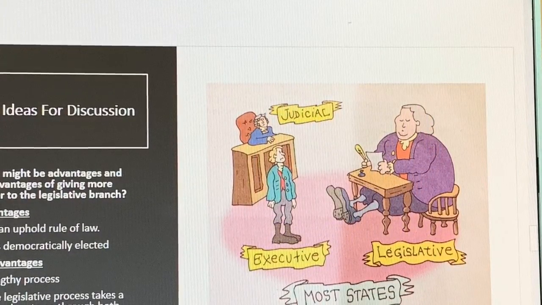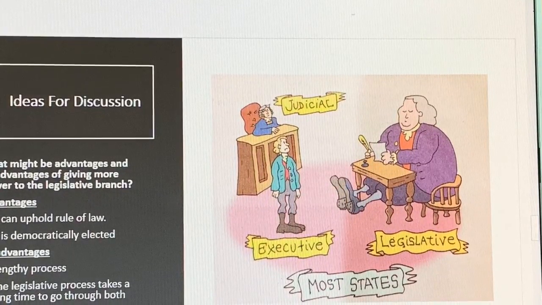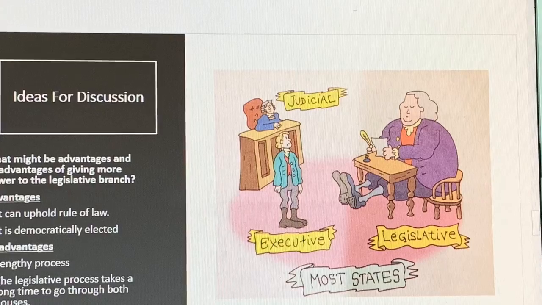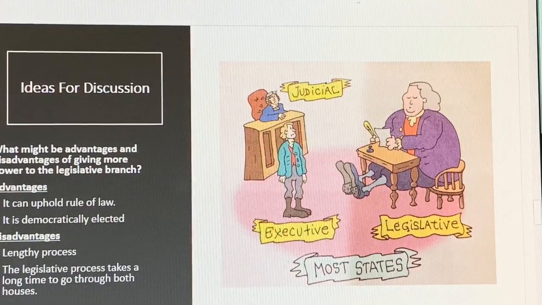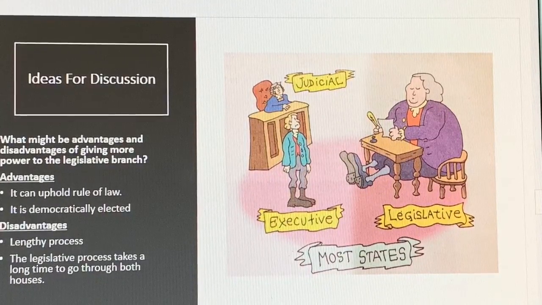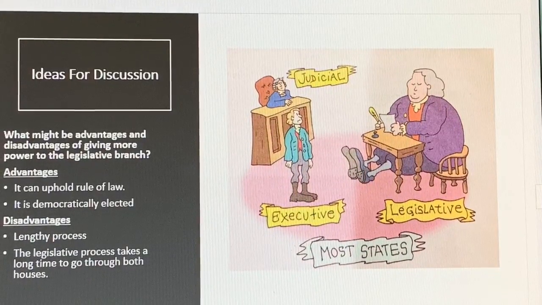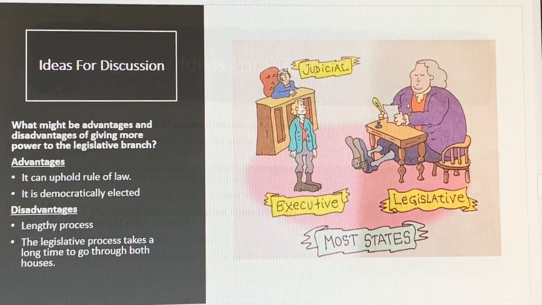Ideas for discussion. What might be advantages and disadvantages of giving more power to the legislative branch? Advantages: it could uphold rule of law. It is democratically elected. Disadvantages: lengthy process. The legislative process takes a long time to go through both houses.